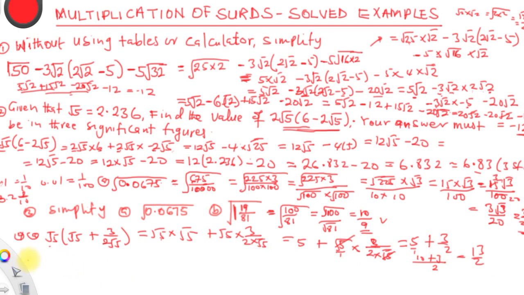So let us look at Example B. Let's look at this one. You have to simplify 6 plus 2 root 5, this into bracket multiplication, 3 minus 2 over root 5. You have this, you have to simplify.